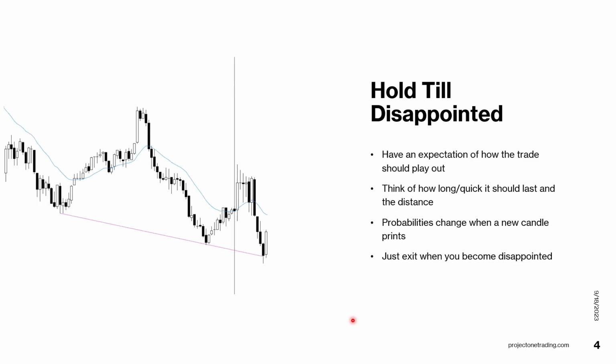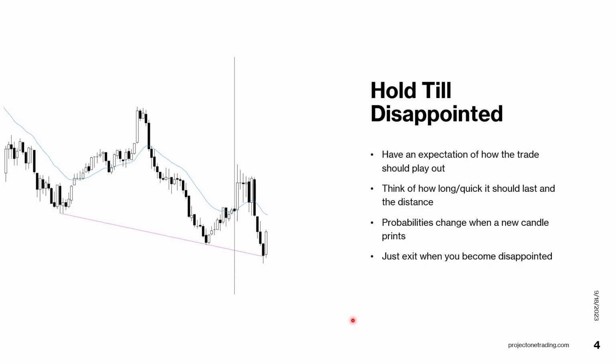Hold till disappointed. This is actually kind of interesting because it's not the most profitable way to manage a trade, and the video is 4 ways to improve profitability. I think it's a good way to manage a trade, and it is a profitable way. It's also a good way to understand your emotions.